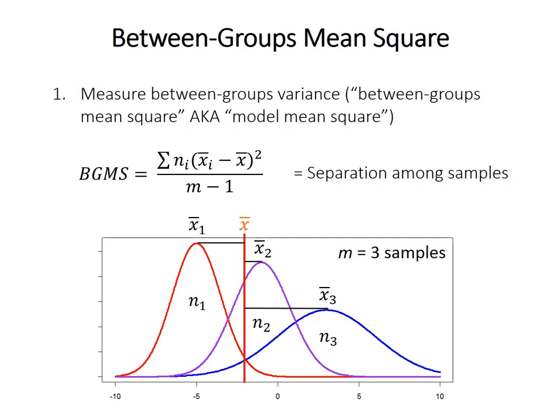So this measures the separation among samples, with the idea that all samples should be close to each other and therefore close to the overall mean if they did in fact come from the same population.